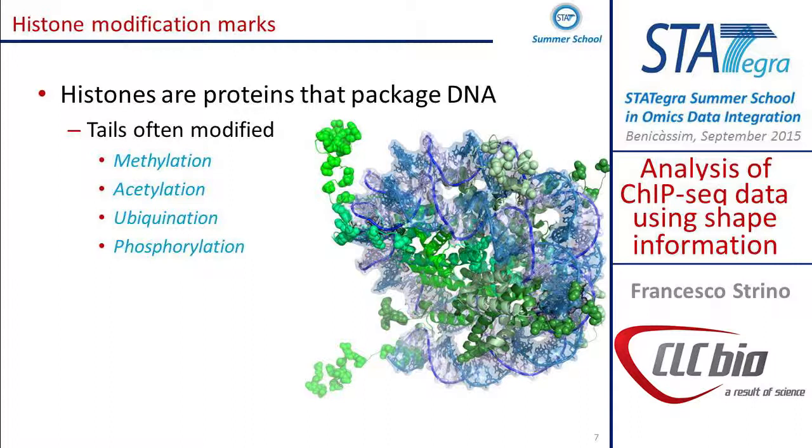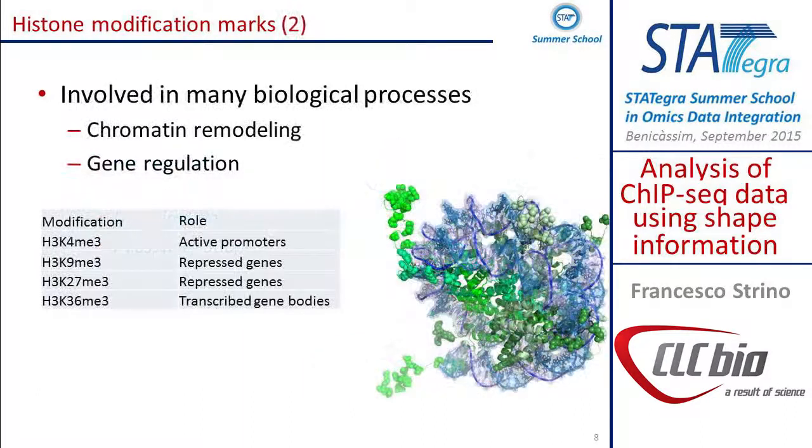These different modifications will be related to different stages of gene regulation. Some of them will pack the chromatin very tight, so nothing gets translated, or some will open it up, so genes will get translated, and more complicated things. As I said, they are involved in many biological processes, in chromatin remodeling and gene regulation. I put there only 4 of the major ones.